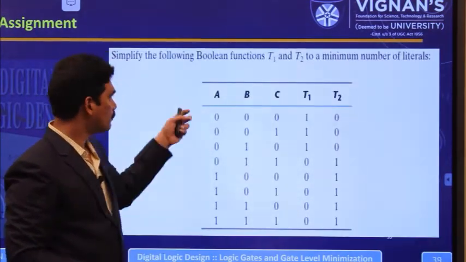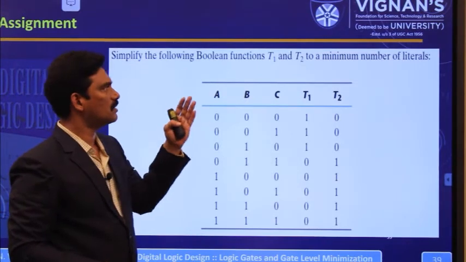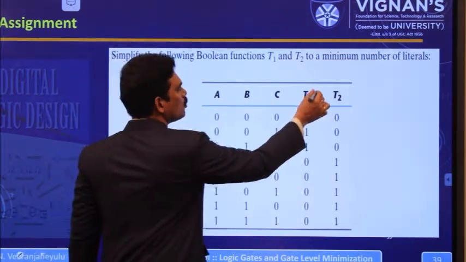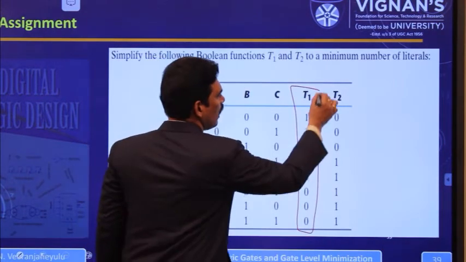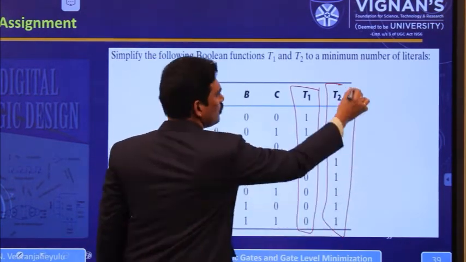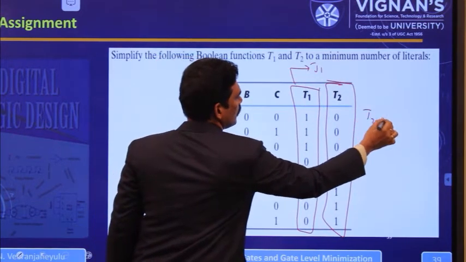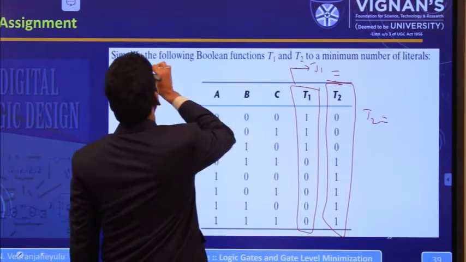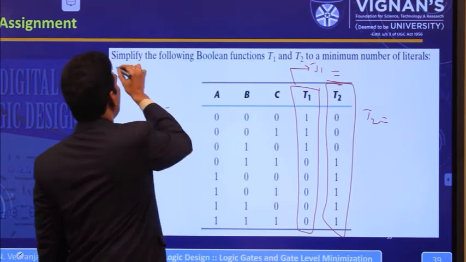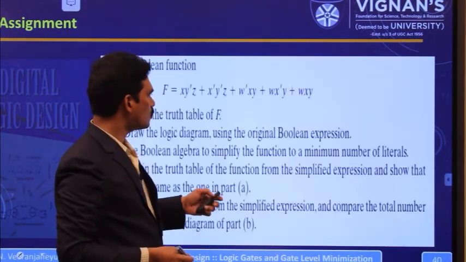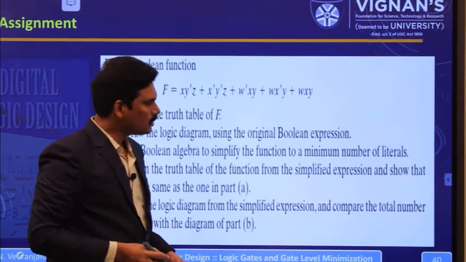And next one is simplify the Boolean functions T1 and T2 to a minimum number of literals. Here this is T1 and this is T2. You write the expression for T1 first and then T2, and simplify these Boolean expressions. You work this out also.